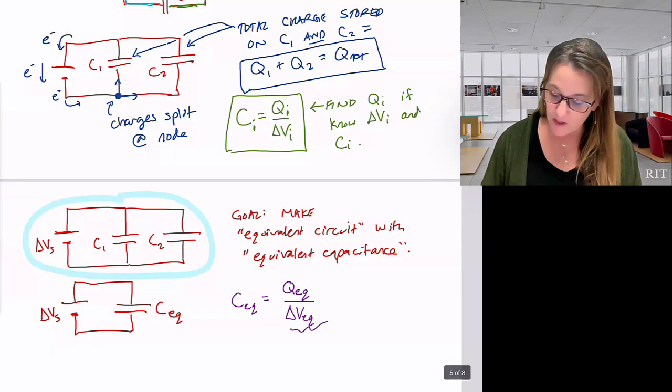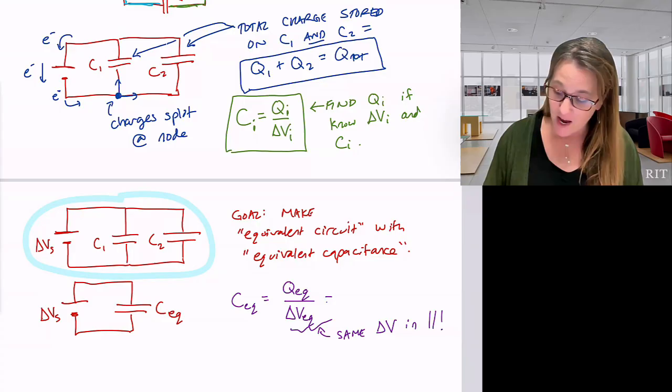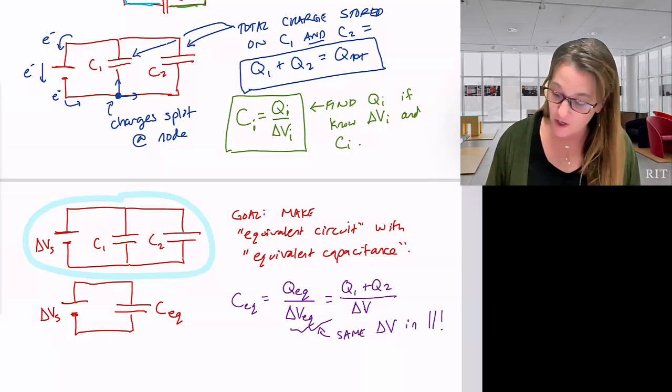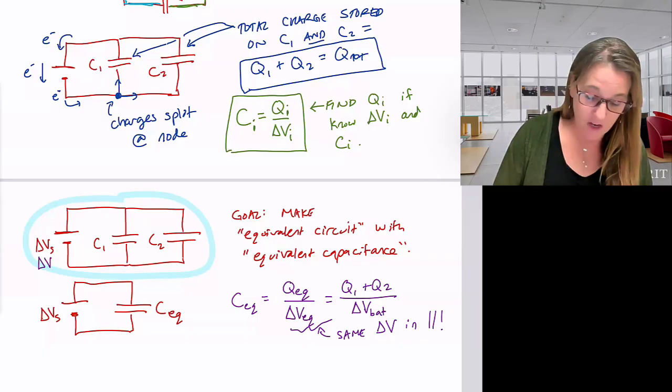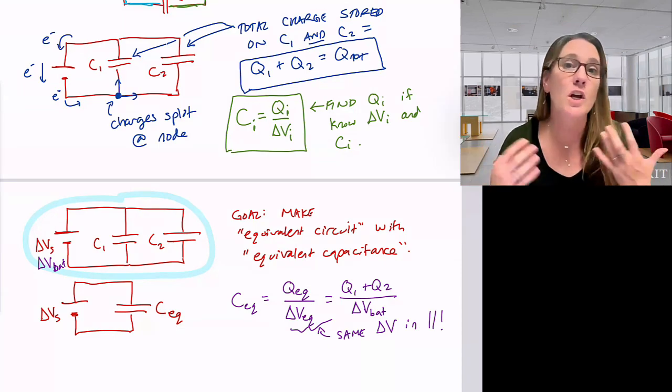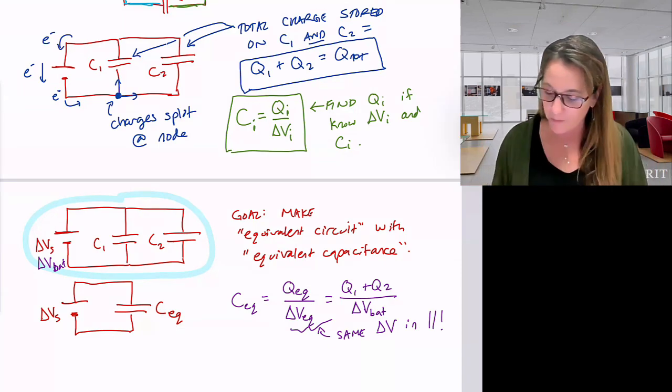Well, remember that they see the same delta V in parallel, and the total charge, as we just talked about, would be Q1 plus Q2. So that would be Q1 plus Q2 over delta V, in this case delta V of the battery, which is also my delta V of the source. I'm going to go back and forth between calling it delta V of the battery and delta V of the source. You'll see both as we go through.